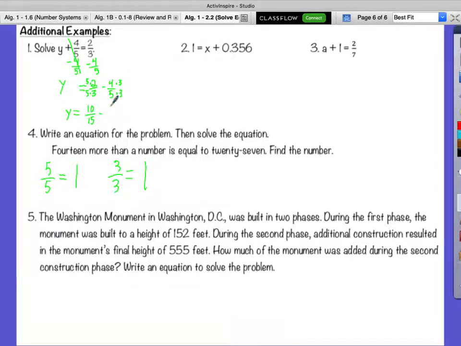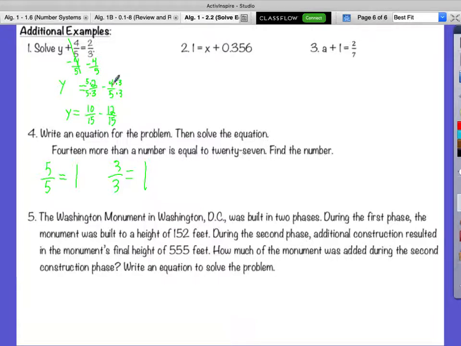Okay? So what is 4 times 3? 12. What is 5 times 3? 15. That's why we did that. And if we reduced either of these fractions, would we get back to where we started? 2/3 and 4/5? Yes, you would.